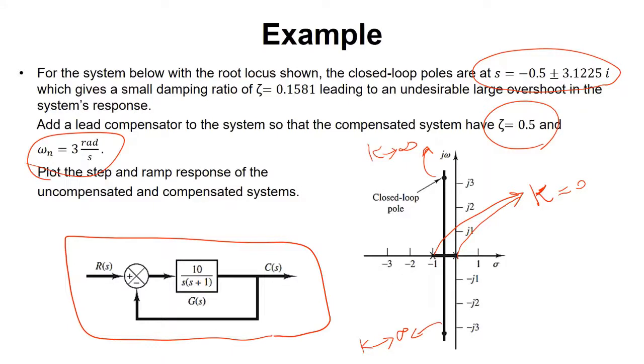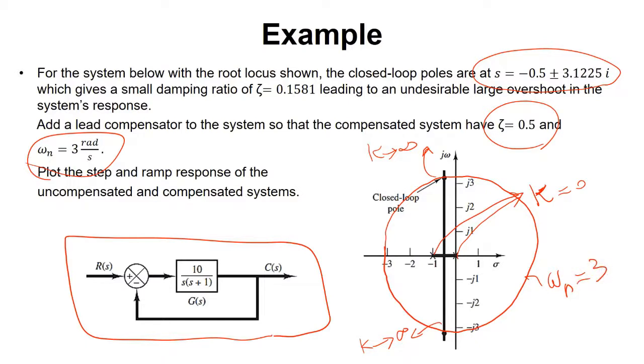Yes, circles centered at origin with the radius equal to omega n. So the root locus for omega n equal 3 is what? It's a circle with radius of 3 units, like this. That's the locus of omega n equal 3.